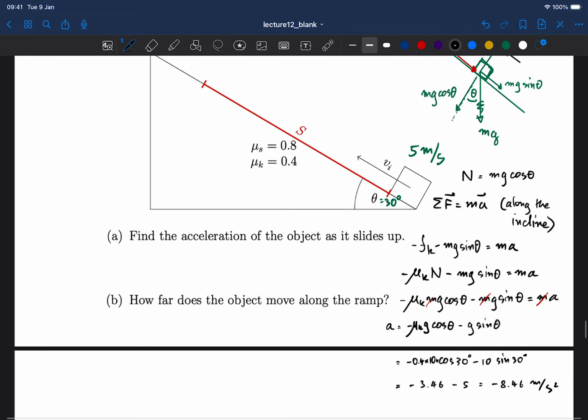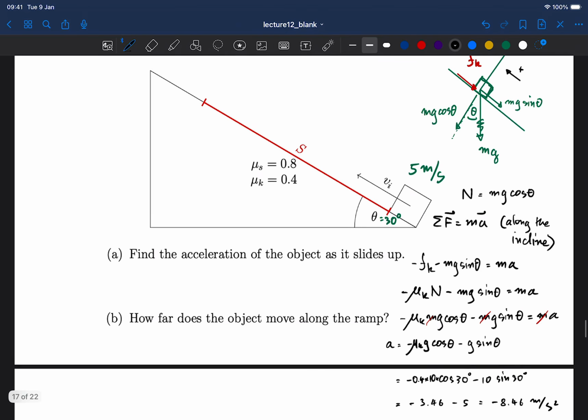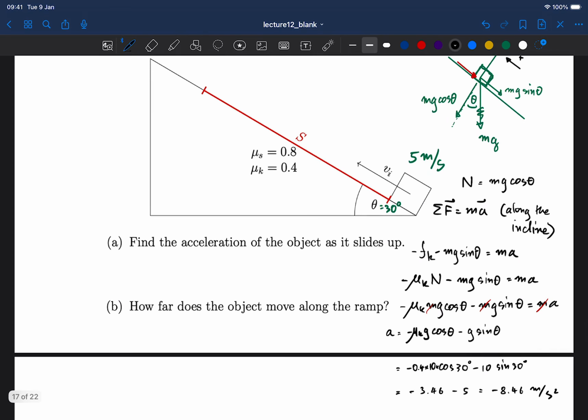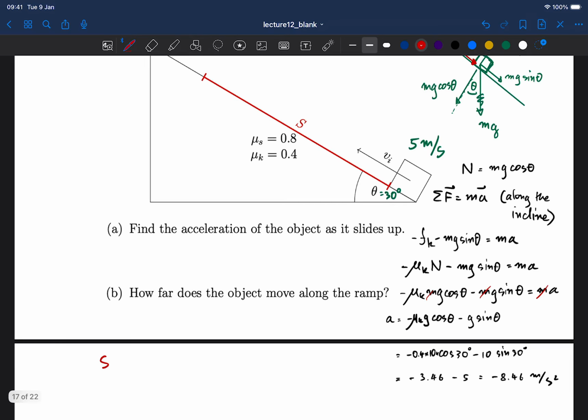Again, it's negative because I choose going up along the incline to be positive. So this thing will slow down the mass. So that means I can calculate the second question, which is how far does the object move along the ramp. So the displacement along the ramp is initial velocity plus 1/2 at squared, usual formula.